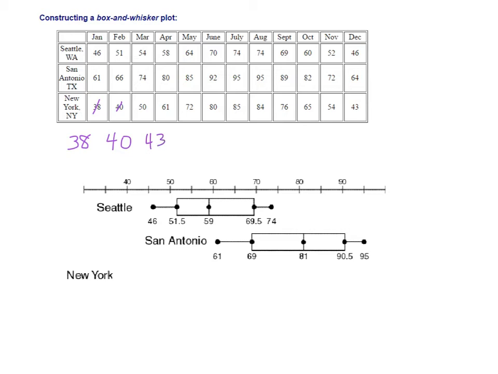So 43. Then we've got 50 for March, 54, 61, 65, 72, 76, 80, 84, and lastly 85. Double check that we have 12 data points since January through December. 1, 2, 3, 4, 5, 6, 7, 8, 9, 10, 11, 12, and we have all of them.